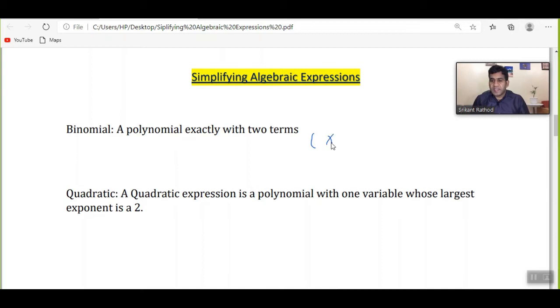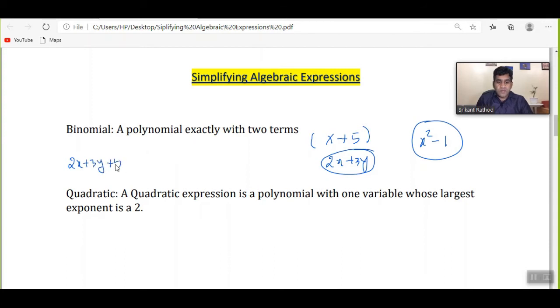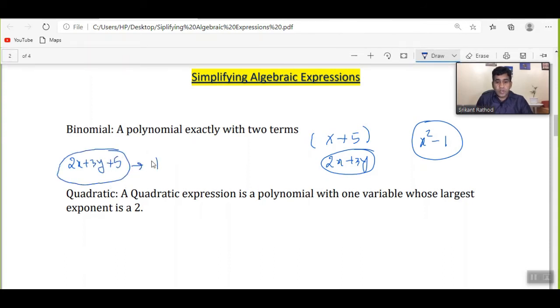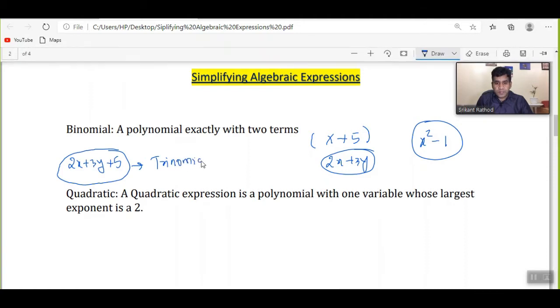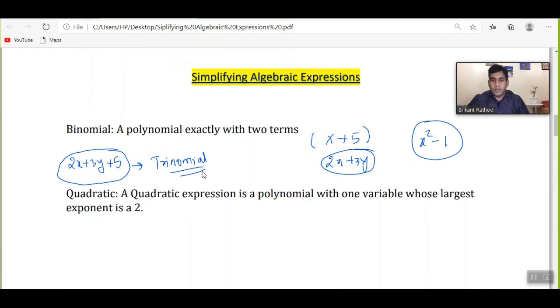So I can say x plus 5, this is considered to be a binomial. 2x plus 3y, this is also considered to be a binomial. x square minus 1, this is considered to be a binomial. Any expression which has only two terms, those are called binomials. If it has three terms, as I mentioned, that's called a trinomial, and so on. So here 2x plus 3y plus 5, this expression is called a trinomial, as it has three terms. Four terms, quadrinomial, and so on.